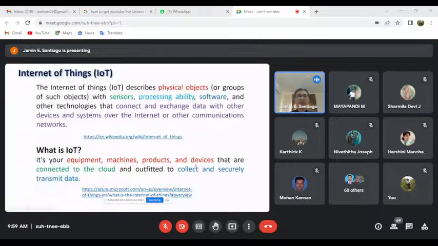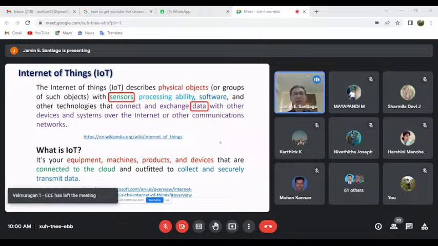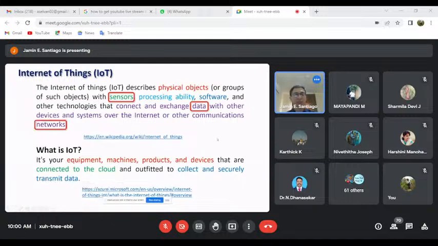Now, what is the Internet of Things? We have here two definitions. The Internet of Things involves sensors, the processing ability, the software, and technologies that can exchange data with networks. But condensing all of these definitions into some keywords, what are the keywords that we can get? Well, first, we must have sensors. But why do we have sensors? From the sensors, we can get data. So our IoT device must have sensors and it must exchange data, and we do that over networks.